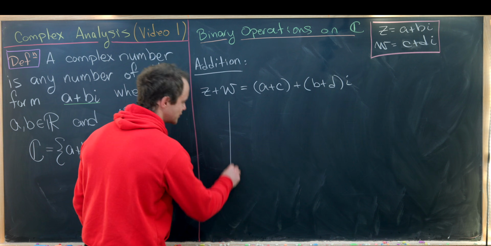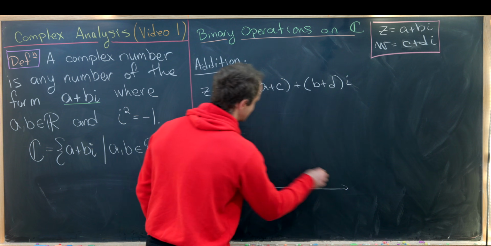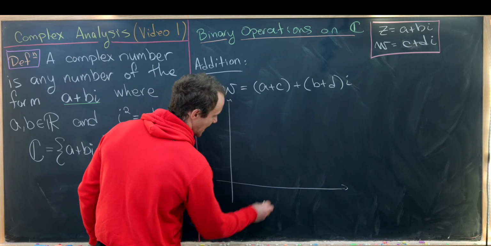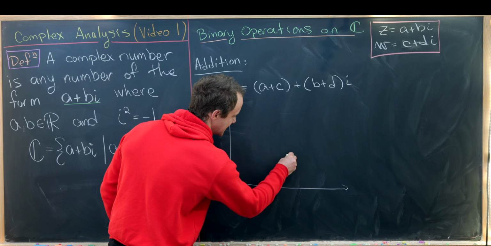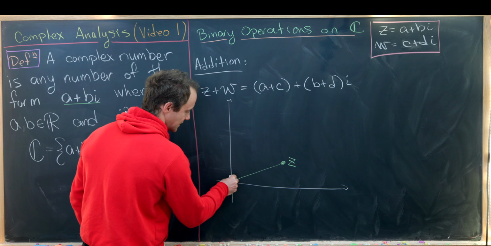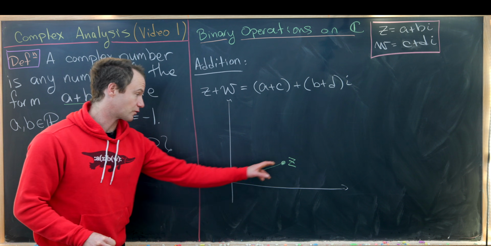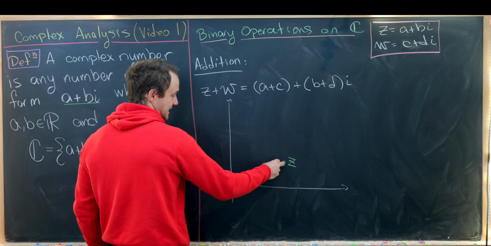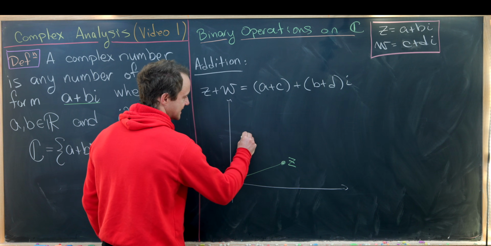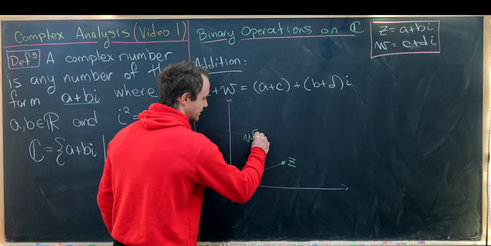But something really interesting is happening if you look at this geometrically. So let's say we've got our complex number z right here. So we can just write that as the ray from the origin, starting at the origin, ending at z. Let's say here is w.